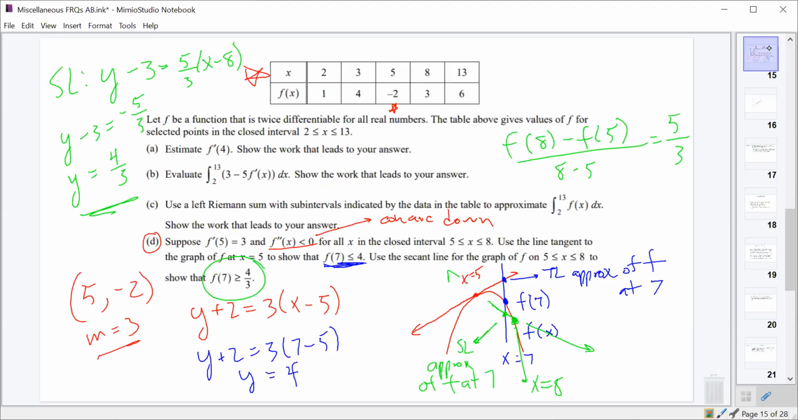The function is concave down from 5 to 8. So any approximation from the tangent line is going to be greater than the true value, and any approximation from the secant line will be less than the true value. Good enough. That's all the explanation. Then you do a little bit of work to show that the approximation using 5 with the tangent line was 4, which is why f of 7 is less than 4. And then you show the work up here to show 4/3 was the secant line approximation.